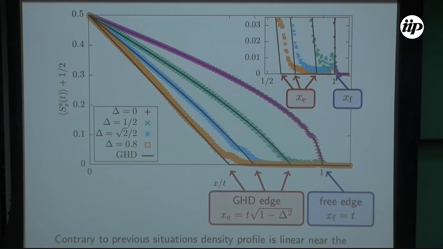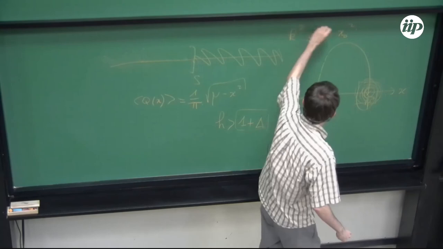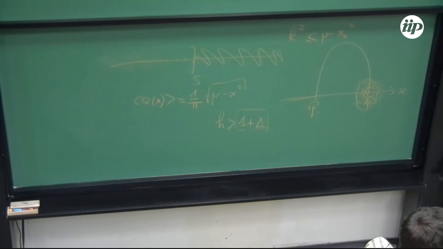And so this is different from what you get in this trap problem. So you expect a different behavior, because the root density profile in phase space is really related to the fact that you have k squared in the dispersion. It's something like k squared less than mu minus x naught squared, and k you see as some Fermi momentum. So the density, which is related to k_F, will vanish as a square root. But here it's linear, so you expect something different here. And this has been explored in particular by Andrea, Mario, and Jacopo.